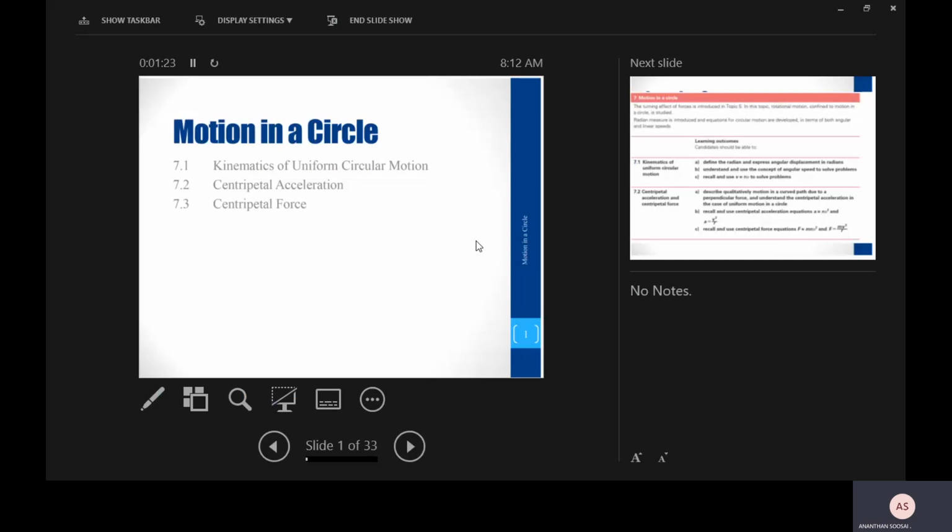Yes, they can accelerate. Constant speed, but can accelerate. How can they accelerate? Change direction. Change direction, acceleration is there.